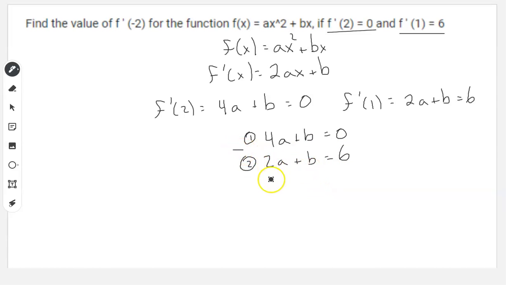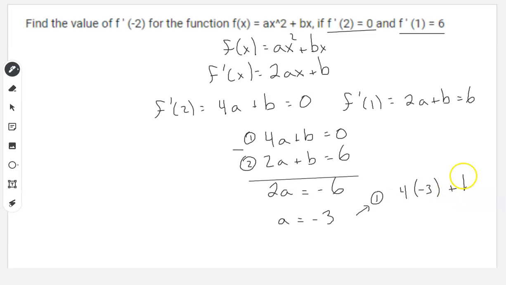If I subtract the two, we get 4a minus 2a is just 2a, b minus b is 0, and 0 minus 6 is just -6. So a then equals -3. And I can substitute that back into either one. Let's substitute it back into 1. So 4 times -3 plus b equals 0, or b equals 12.